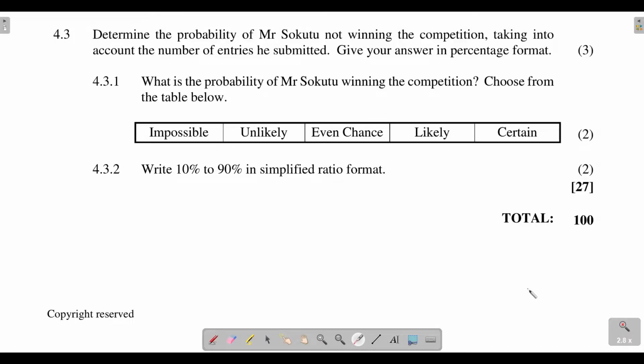And we're also going to be thinking back to what we learned when it comes to the probability scale. Okay, what does it mean if a person obtained a particular percentage on the probability scale? If a person got 50%, what does that mean on the probability scale? If the probability is 100%, what does that mean on the probability scale? And we're also going to simplify a ratio.